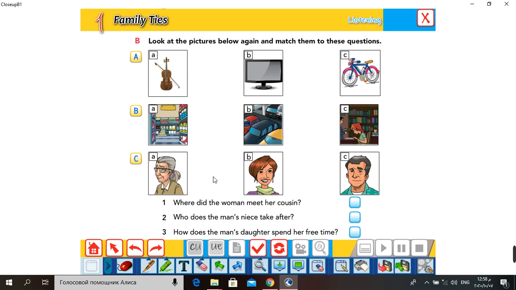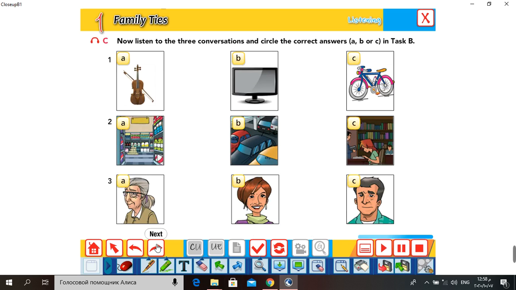Question 2. Her grandmother. Who does the man's niece take after? She takes after her grandmother. And how does the man's daughter spend her free time? He said that she spends her time practicing the violin. Okay, let's move on to the next part. So the answers here should be A, B, and A.